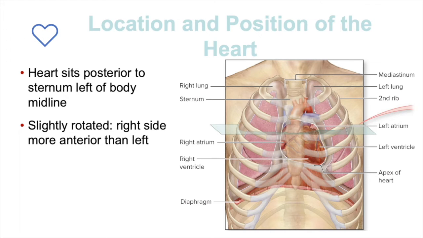We'll see that it sits a little bit left of the body midline. So if I just go ahead and sketch the body midline there, we'll see that it lies a little bit left of that. And we also see that it's slightly rotated. So this left side is going to be more anterior, forward, and then this back side is going to be rotated posteriorly a tiny bit.